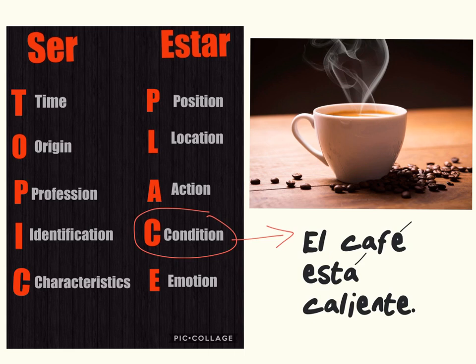For the C in PLACE, it is condition. So this is a little different from characteristics. It's something that would easily change, something that was made to be a certain way because of something else. So for example, if I was saying "el café está caliente," the coffee is hot. That's its condition now. After a little while it'll be cold, so that's a condition, not a characteristic, so I use estar.